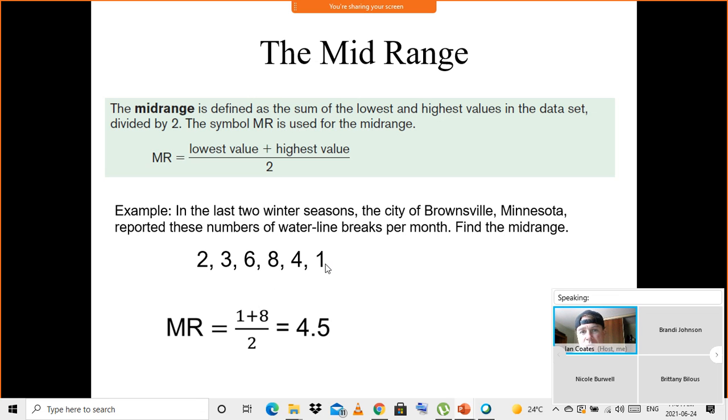You take the 1 and you add it to the 8. You get 9 divided by 2. You get 4.5. All right? And that is that. Shouldn't be any question. If you have any questions, let me know. But that's what this is. That's the mid-range. 2 seconds in and out.